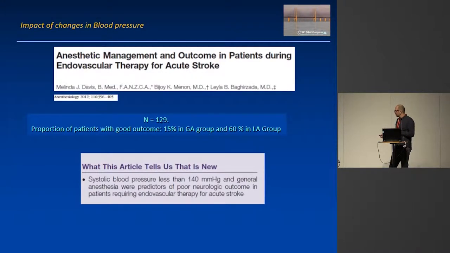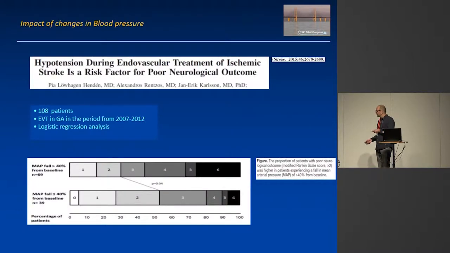The reason for the bad outcome associated with endovascular therapy under general anesthesia has been suggested to be due to the unstable hemodynamics associated with general anesthesia. And here's a study from Pia from Sahlgrenska, and she found that there was a higher chance of a poor outcome if patients experienced a fall in blood pressure of more than 40% during the procedure. We can see that here in the distribution of the modified Rankin scores.